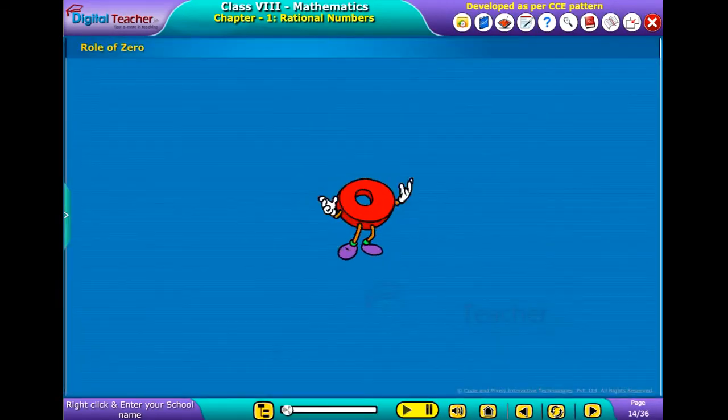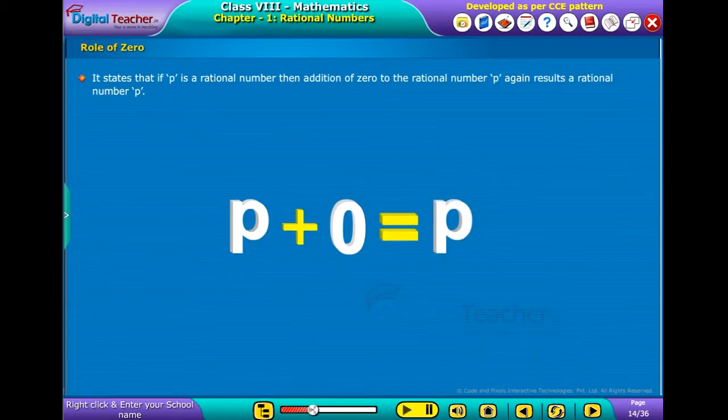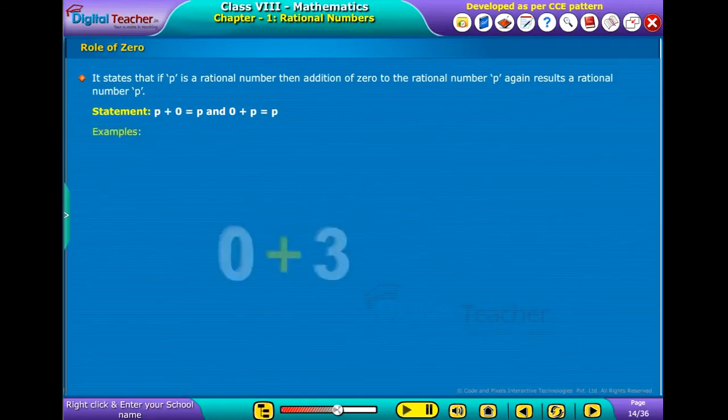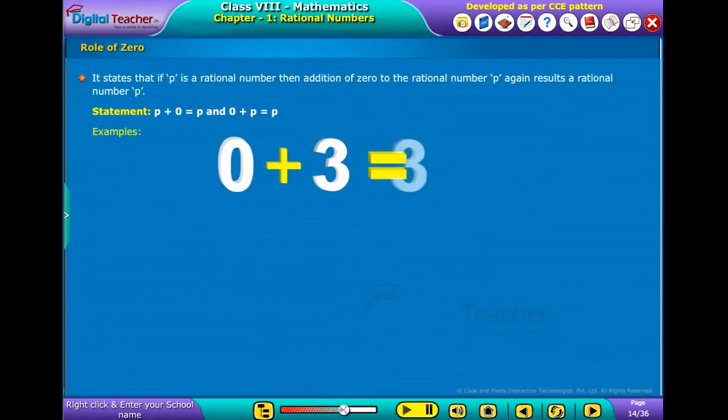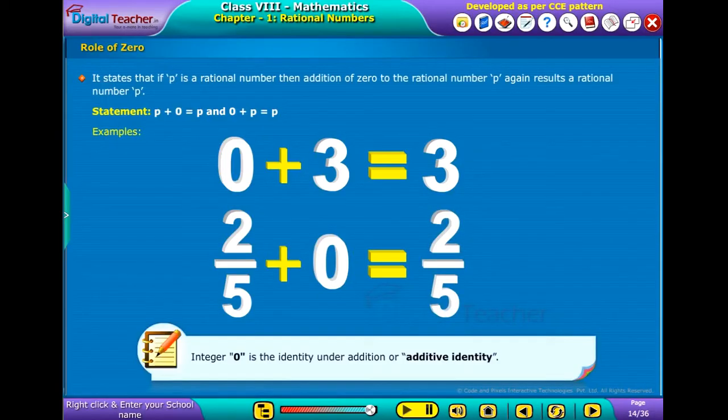Role of 0. It states that if p is a rational number, then addition of 0 to the rational number p again results in a rational number p. Statement: p + 0 is equal to p and 0 + p is equal to p. For example, when we add 0 and 3, we obtain 3 as the result. And also when we add 2/5 and 0, we again get the number 2/5. Note: integer 0 is the identity under addition, or additive identity.